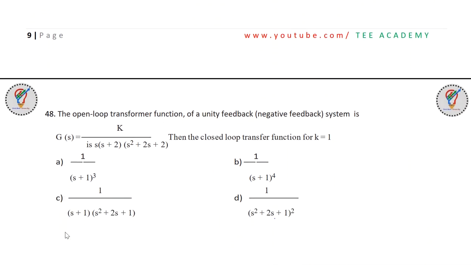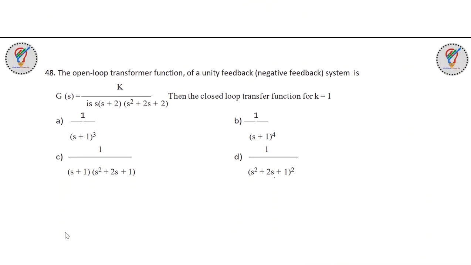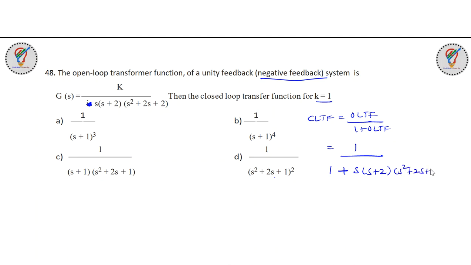Right, there is one more question from control systems that I have taken. The open loop transfer function of a unity negative feedback system is G(s) = K divided by s into (s plus 2) into (s square plus 2s plus 2). Then the closed loop transfer function for K equal to 1 is what we need to find. The closed loop transfer function is the open loop transfer function divided by 1 plus the open loop transfer function. Substituting K equal to 1, we get 1 divided by 1 plus s into (s plus 2) into (s square plus 2s plus 2).